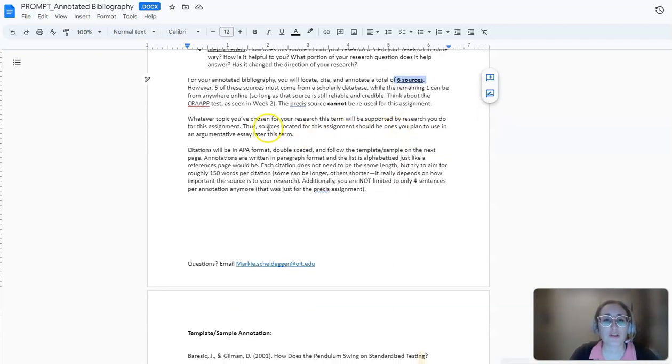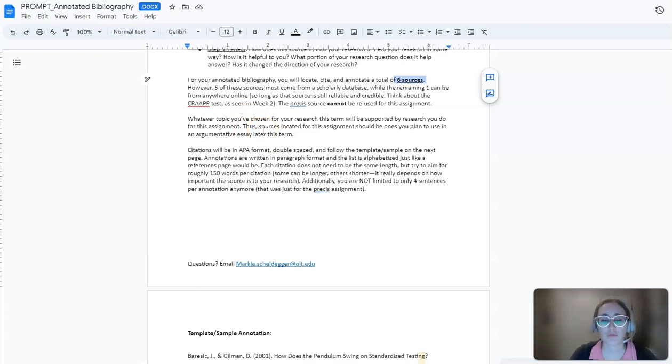Whatever topic you've chosen, it'll be supported by the research you do for this project. So a lot of this research is really important. The sources you're finding for the annotated bib are going to be the ones most likely that you use in your argumentative synthesis essay that we're building up to. So this is your research portion. Okay, so please let me know if you have questions about research still.